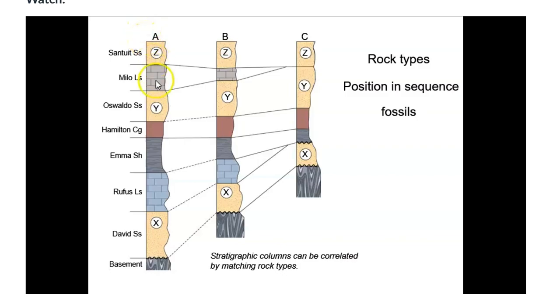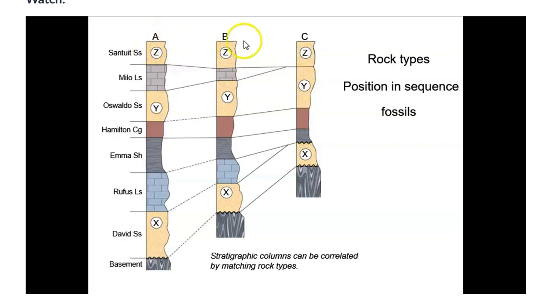In some cases, a sequence of rocks contains a key bed or a marker bed, and that's a particularly unique layer that really provides a definitive basis for correlation. So maybe this type of sandstone Y has a certain mineral composition and texture that matches or correlates exactly with sandstone Y in location B and sandstone Y in location C.